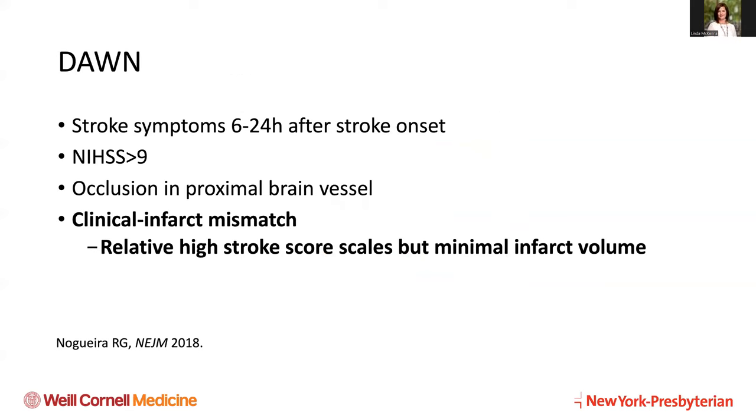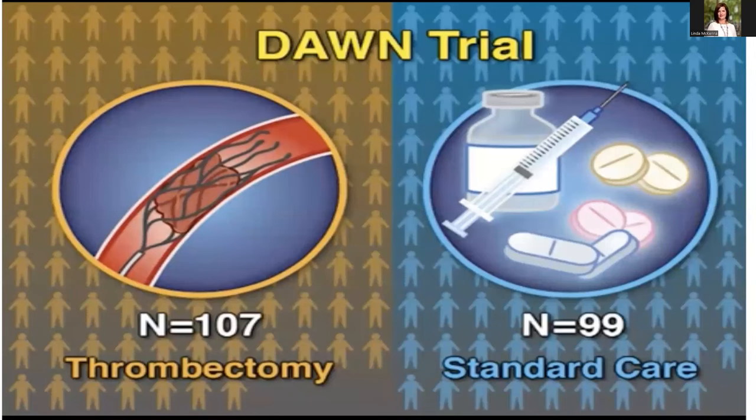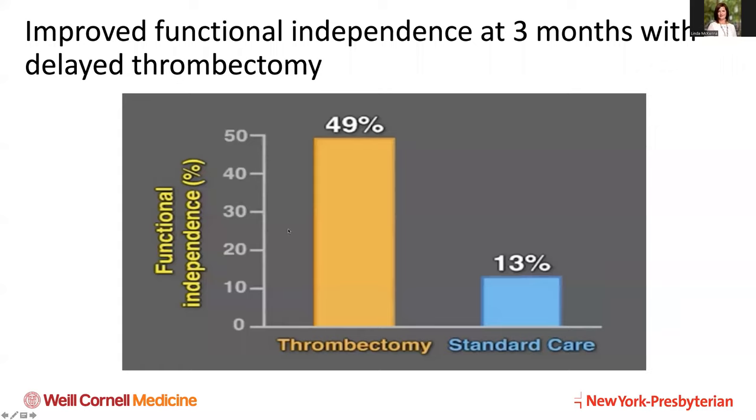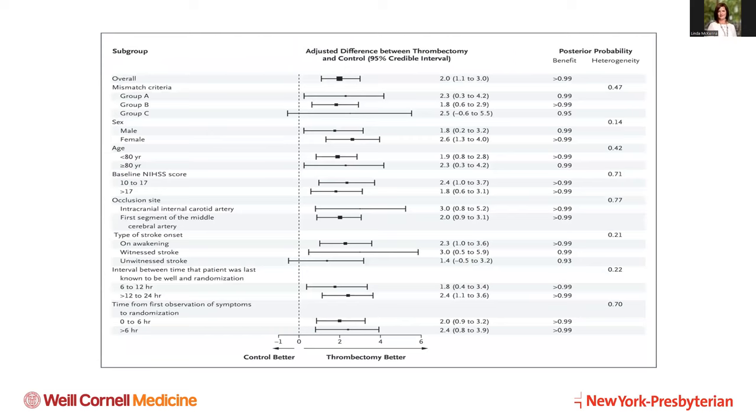So DAWN was a study where they looked at patients between 6 and 24 hours after stroke onset. They had to have a pretty decent stroke scale score. They had to have a proximal brain vessel occlusion, and they had to have something called a clinical infarct mismatch, meaning that they had to have a relatively bad clinical exam, but a minimal, completely dead core infarct volume on brain imaging. So they compared standard of care to thrombectomy, and they found that there was a significant benefit of thrombectomy compared to standard of care in patients who underwent this delayed thrombectomy. And those results held true in all of their subgroup analyses.